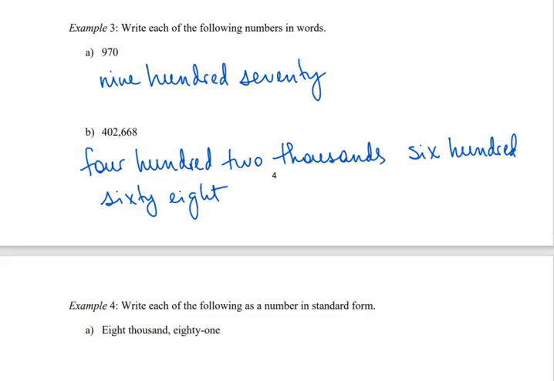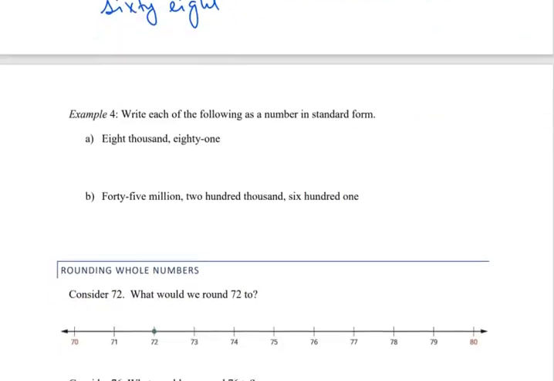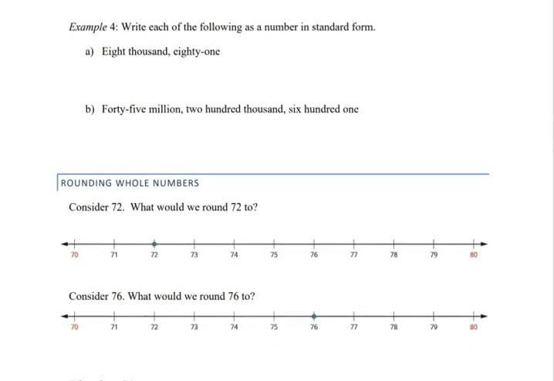Okay. So the next thing that we're going to do is we're going to go backwards and read the word description. We're going to write each of the following as a number in standard form. So we have 8,081. So I know I have 2 periods, so it's going to be at least a 4-digit number. So in the thousands place, I have 8, just 8. So 8,000. And then in the ones place, I have 81. So I don't have anything in the hundreds there, so I'm going to put a 0 in there, and then 81, 8,081.